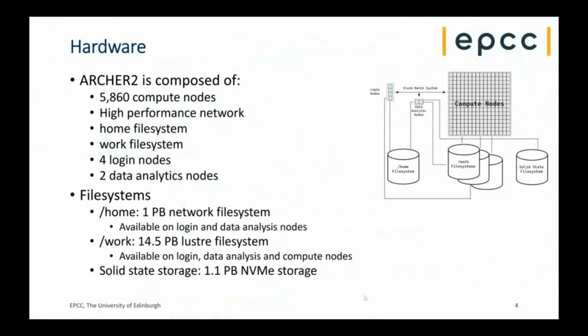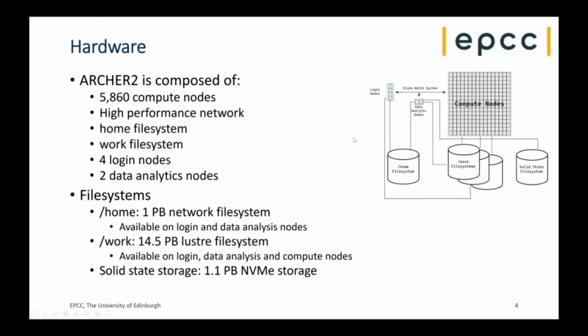So, as already mentioned, ARCHER2 is a large system. It has nearly 6,000 compute nodes. It has a high-performance network connecting them all together. And it has a bunch of different file systems you can use as well. To support the system, it has some login nodes, which are the way we interact with it. And it actually has what we call some data analytics nodes as well.